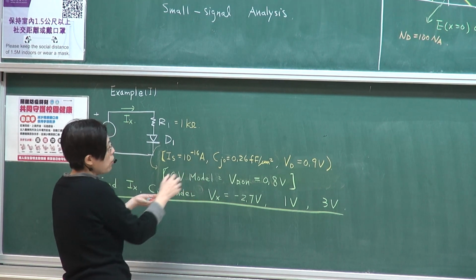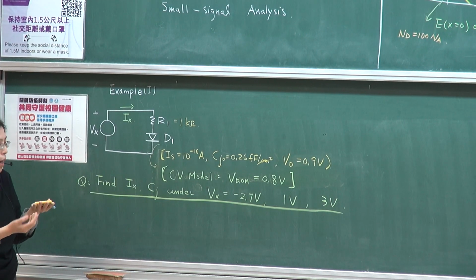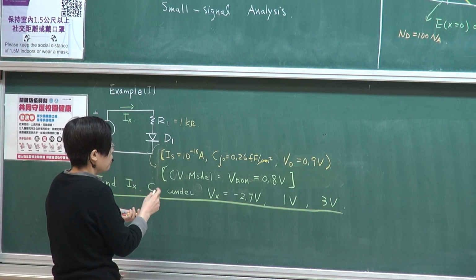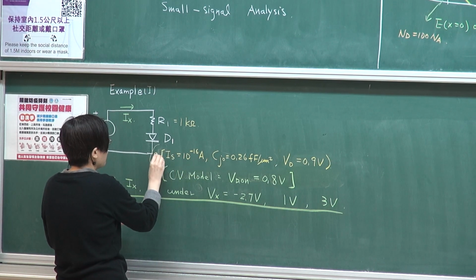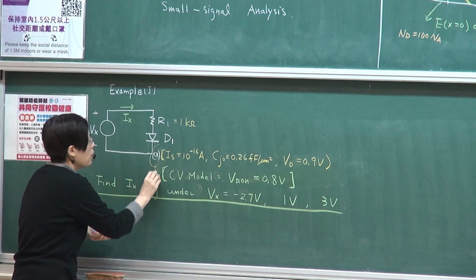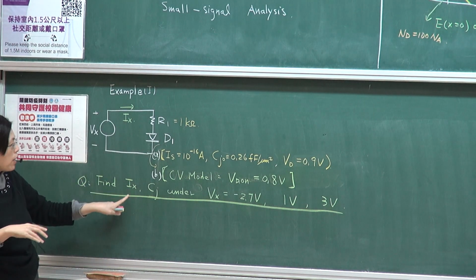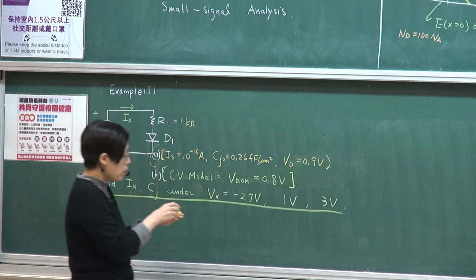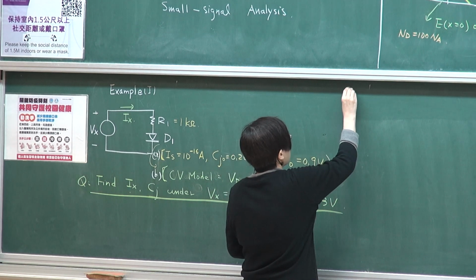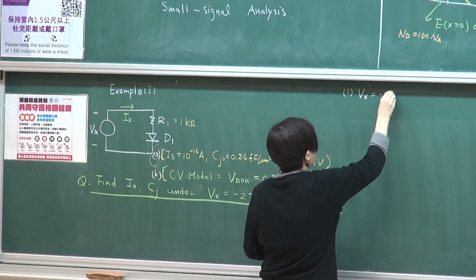And using either model, so model A or model B, depending on the biasing condition. This is model A, which is the exponential model, and this is model B. So depending on which model you use, you find these parameters during the operation. So first of all, let's start with the first part, when Vx equals minus 2.7 volts.